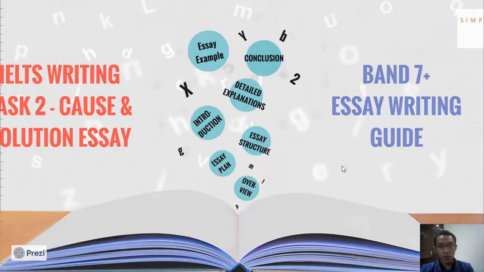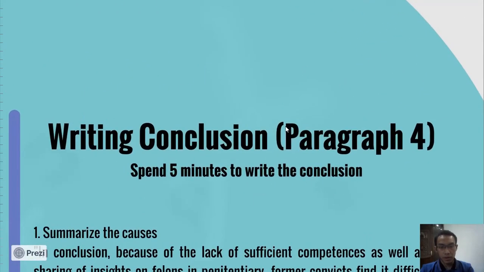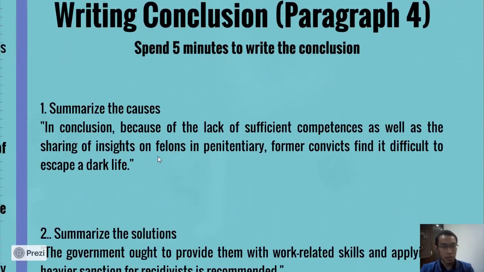And next, we're going to talk about conclusion. This is the last part. Normally, conclusion is written in the fourth paragraph, and because this is short, I suggest you spend 5 minutes to write this. Okay, and then the first thing you have to do is summarize the causes. In conclusion, because of the lack of sufficient competences, as well as the sharing of insights on violence in penitentiary, former convicts find it difficult to escape a dark life.